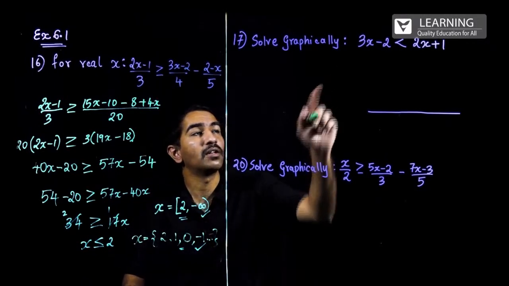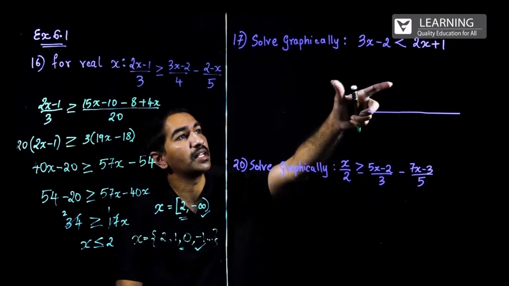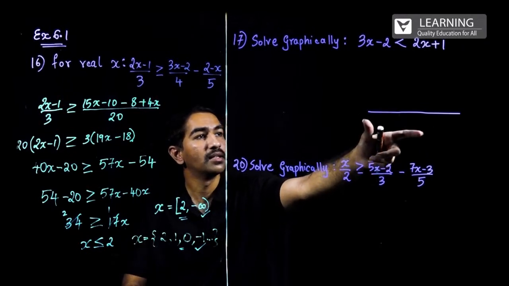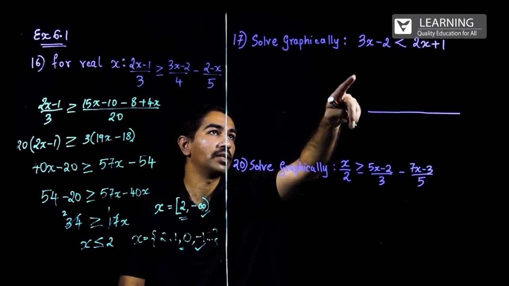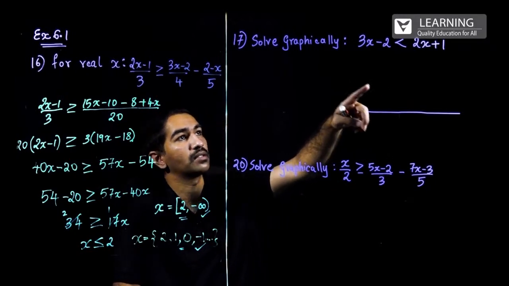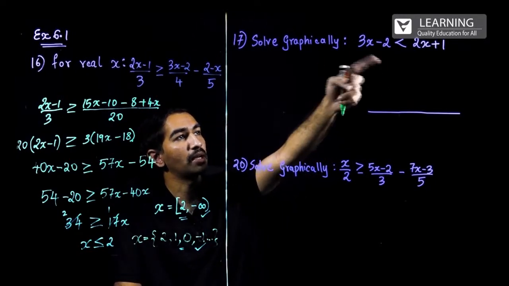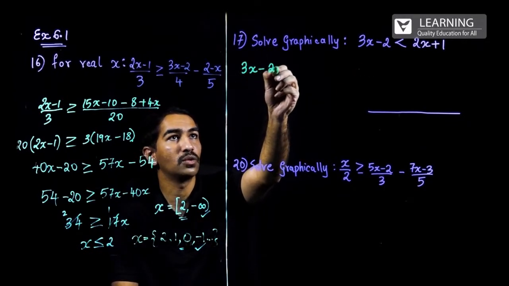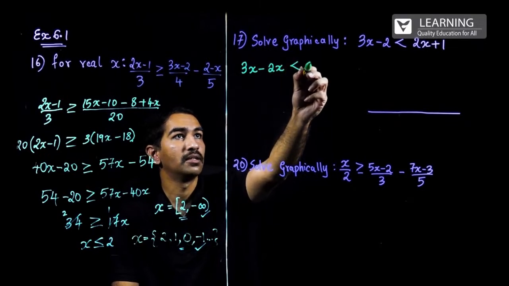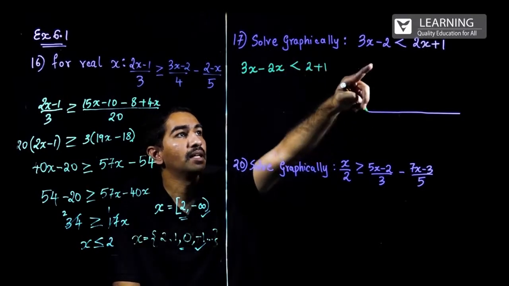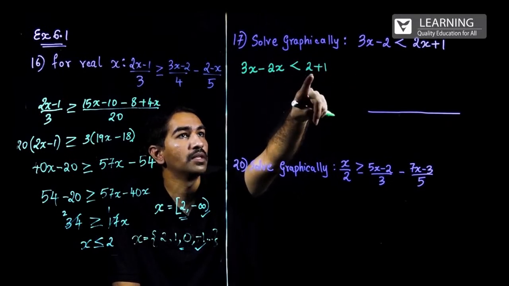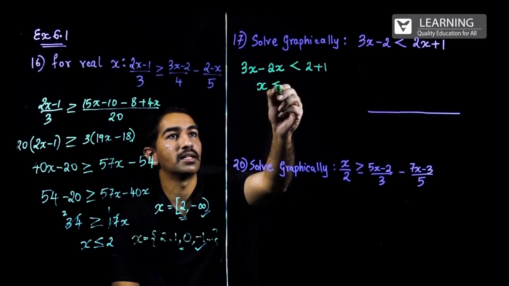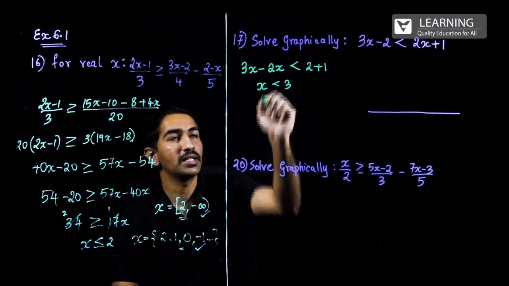Okay, so here we have to solve this graphically. Whatever inequality is given to us, we have to solve it graphically on a number line. The number line I've already drawn there, so we'll put the numbers and solve that. So 3x minus 2 is lesser than 2x plus 1. What we'll do, send 2x on this side, send minus 2 on that side. So 3x minus 2x is lesser than 2 plus 1, correct? 2x will become minus 2x, minus 2 will become plus 2, 2 plus 1 is 3, 3x minus 2x is nothing but x, x is lesser than 3.